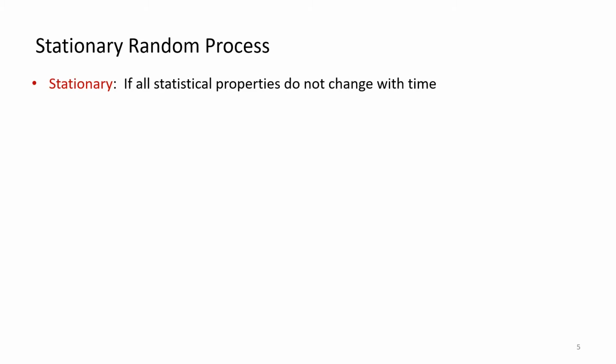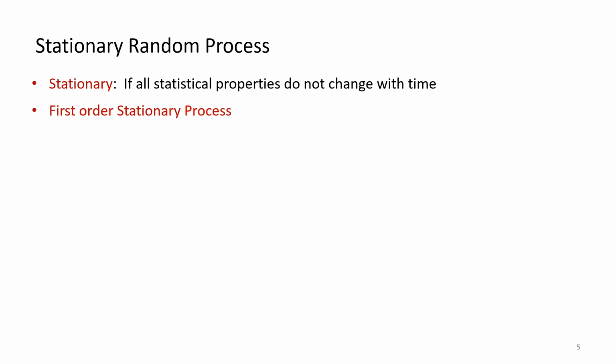So now we move into stationary random processes. When do we call a process stationary? Just the word stationary means something that does not move. So a stationary random process is one where all statistical properties do not change with time. Because it's random, we don't expect everything to be fixed with time, so we define different levels of stationarity.